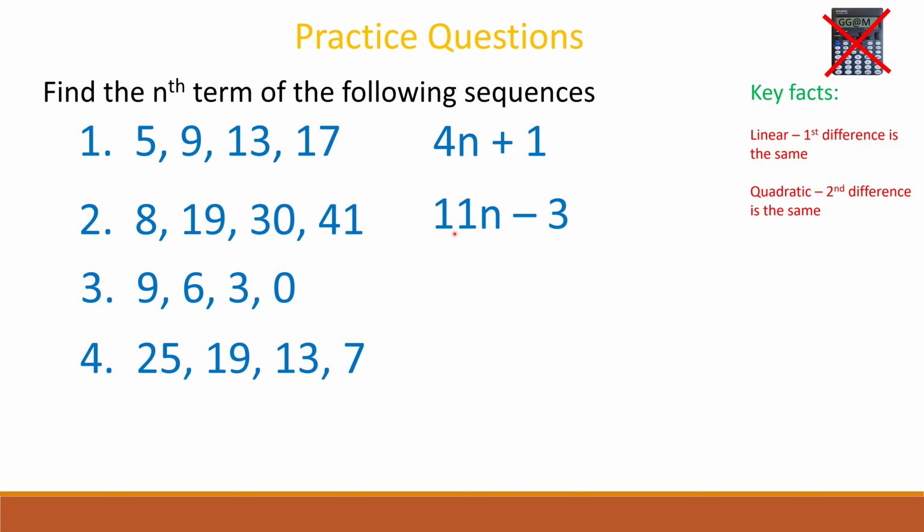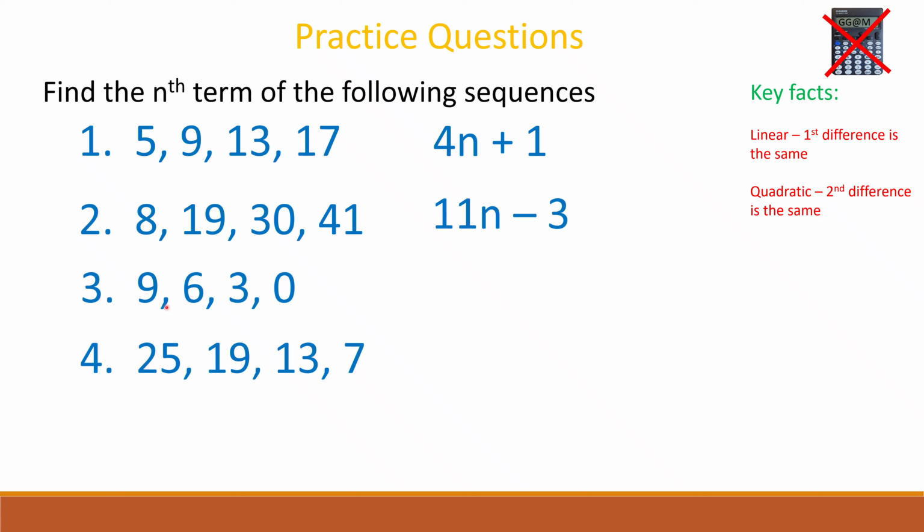Because we do 11 times 1 is 11, take away 3 gives me the 8. For the second term, 11 times 2 is 22, take away 3 gives me 19. The third term, 11 times 3 is 33, take away 3 is 30. The next sequence you can see isn't ascending. These two sequences here are ascending, which means they're getting bigger and they're going up. This sequence here is descending.